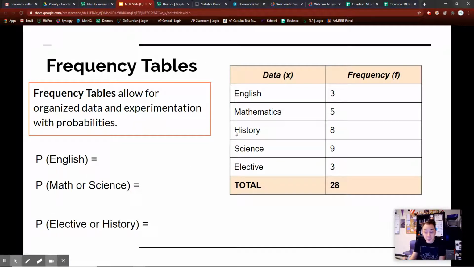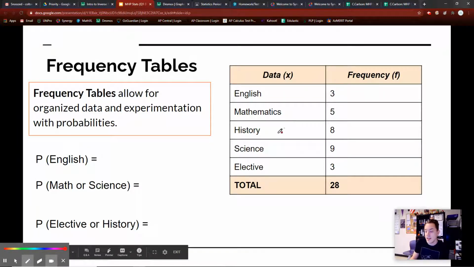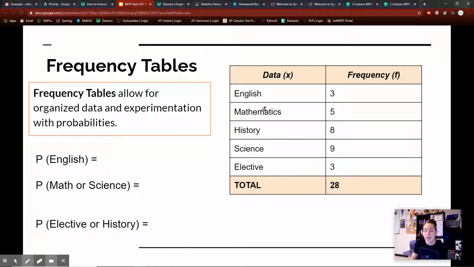This is what a frequency table looks like. This isn't a two-way frequency table. This is just a normal, straight-up frequency table. So frequency tables allow us to organize our data and basically utilize it for experimentation, especially with probabilities. Okay, so let's just say I tallied you guys up in class, and 3 of you liked English, 5 of you liked mathematics, 8 of you liked history, 9 of you liked science, 3 of you liked electives. Okay, and you had 28 total. Let's just say that.